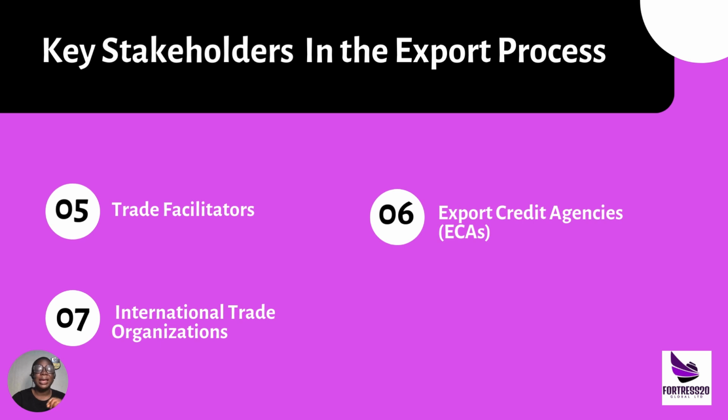Number six, export credit agencies. Export credit agencies are government backed institutions that provide insurance and financial guarantees to exporters to help mitigate risks such as non payment by foreign buyers. An example is Nexim. Number seven, international trade organizations.